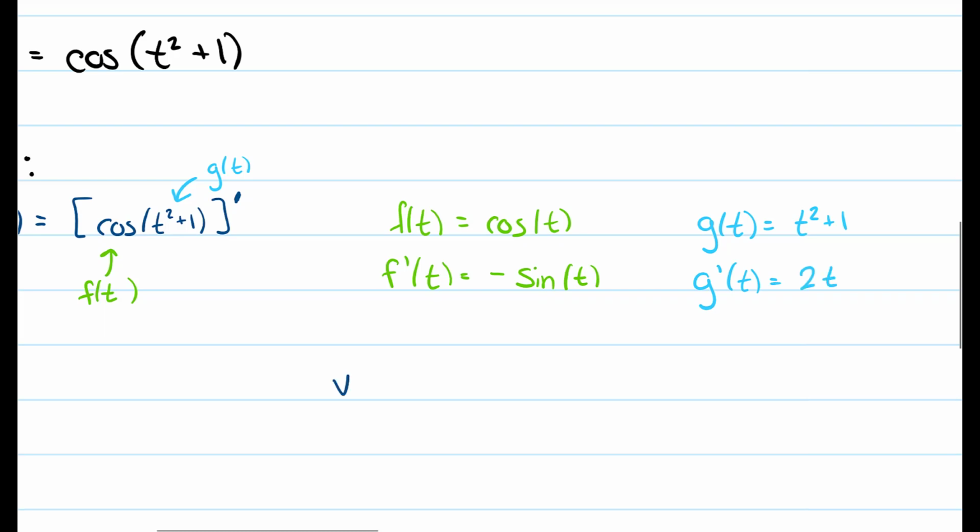So then the derivative of my entire function is going to be my outside piece, which is negative sine, and then the inside piece goes in here, so t squared plus 1 times g prime of t, which is 2t. So it's the derivative of the outside, and then you leave the inside alone, times the derivative of the inside. So then my final equation is going to be negative 2t sine of t squared plus 1.